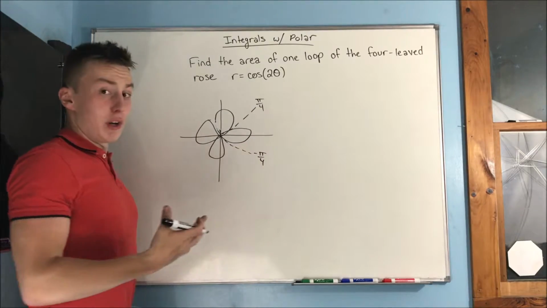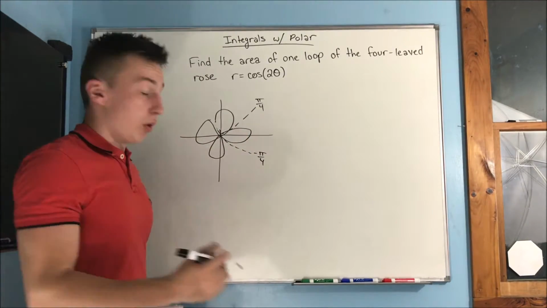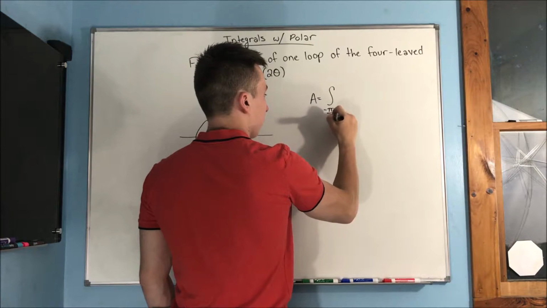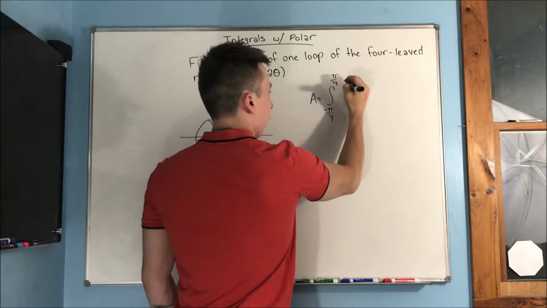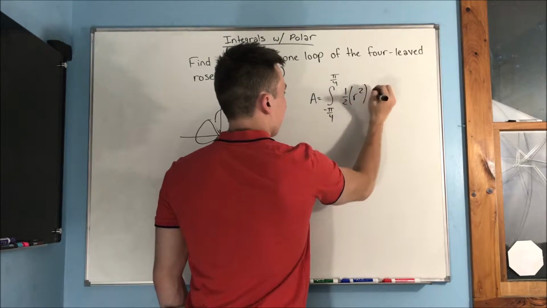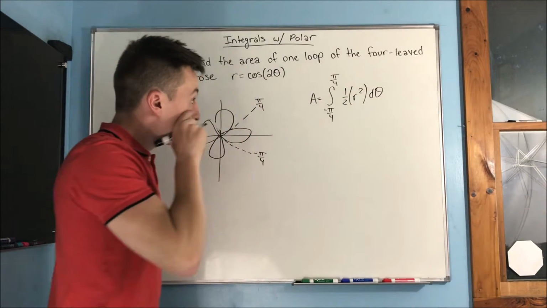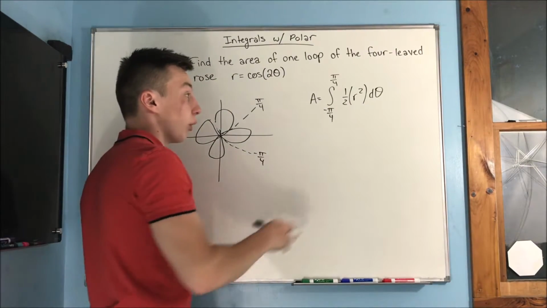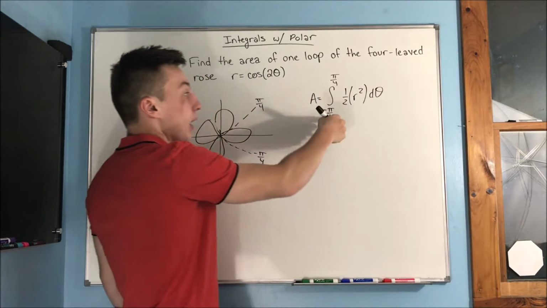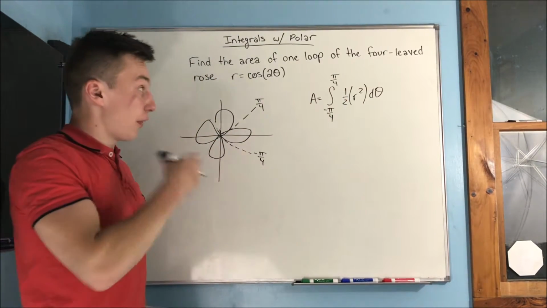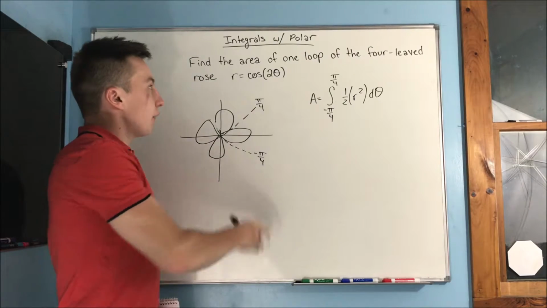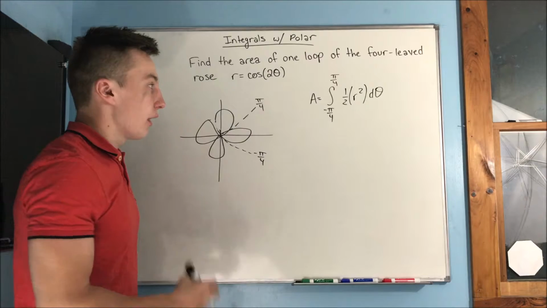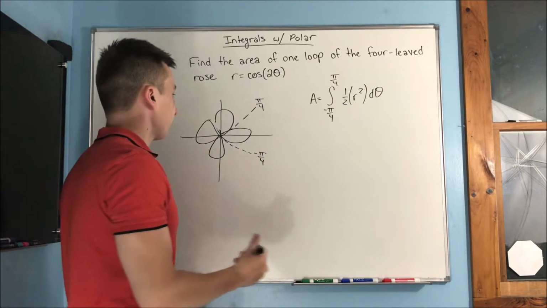So if we wanted to find the area of this petal, we're going to be taking the integral from negative pi over 4 to pi over 4 of 1/2 r squared d theta. Now, what's that r that we're squaring? Well, that's cosine of 2 theta. Remember, since we have this d theta here, and our bounds are theta bounds, we need this r to be in terms of theta. That's the only way this integration works.